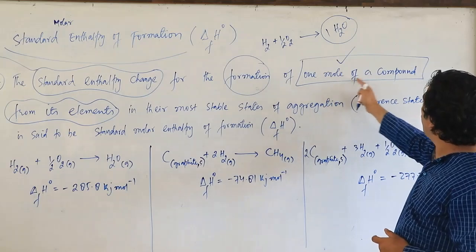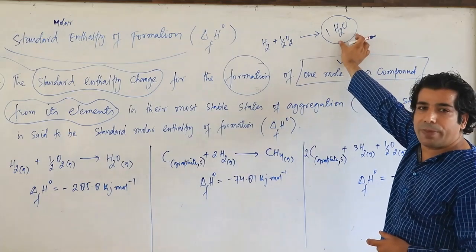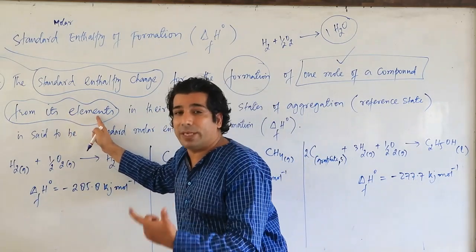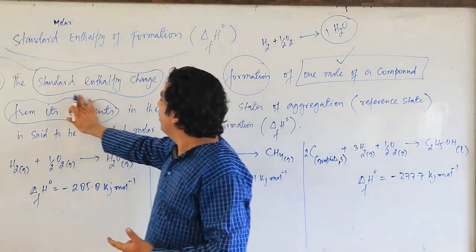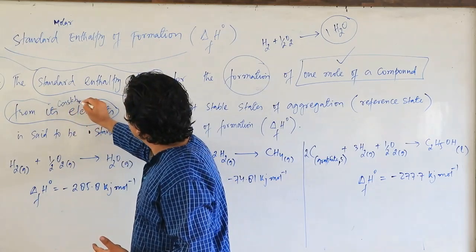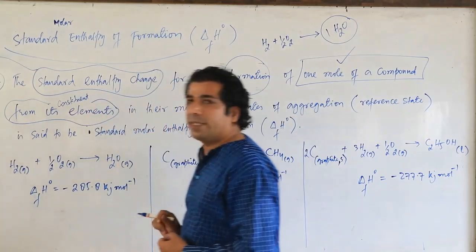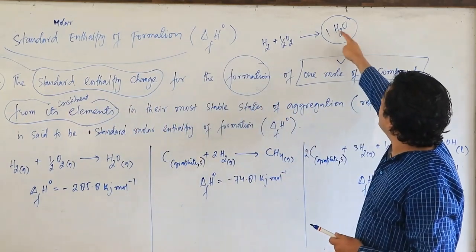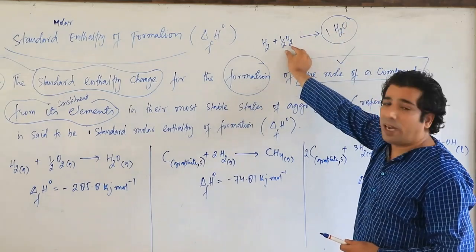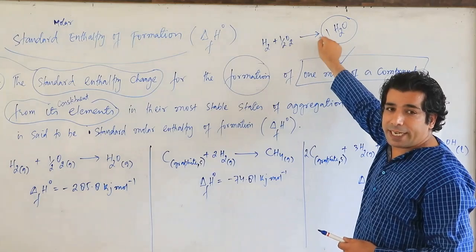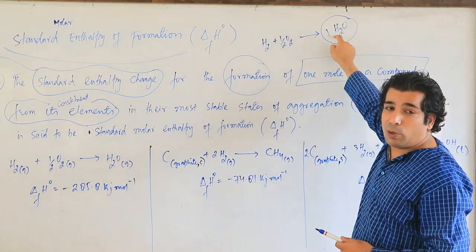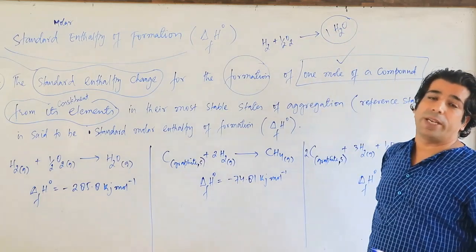So 1 mole of a compound I made from its constituent elements. You can also mention here from its elements I wrote. You can also write down from its constituent elements. So what are the constituent elements in H2O? Hydrogen and 1 oxygen is here, that can be written as half of O2. So this reaction will give me the standard enthalpy of formation. For how many moles of a compound? For 1 mole of a compound, my dear friends.